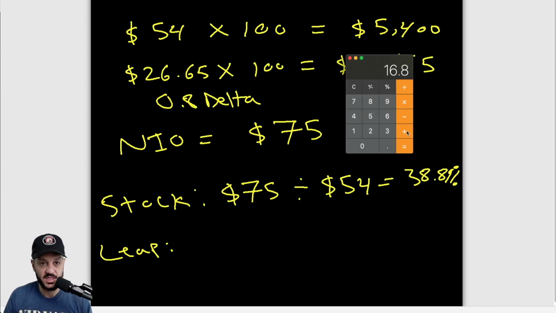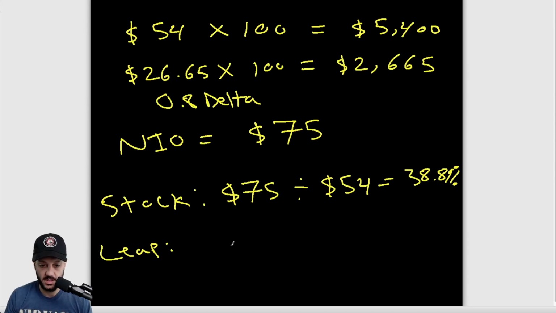So let's add 16.8 to the 26.65 that we bought it at, right? Because this is now ostensibly the value of this LEAP call option. So we get $43.45. So let us go in here and do the same exact thing that we did for the stock.